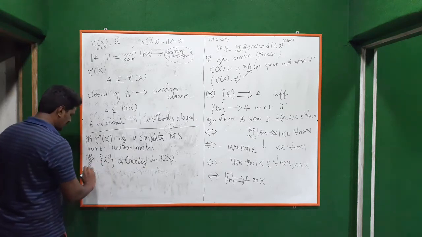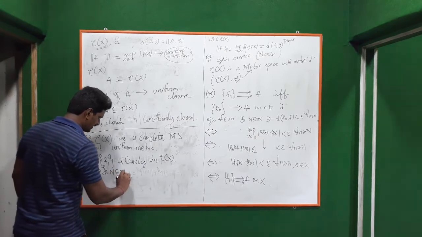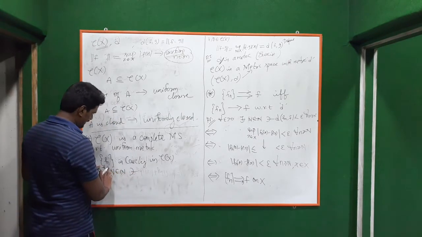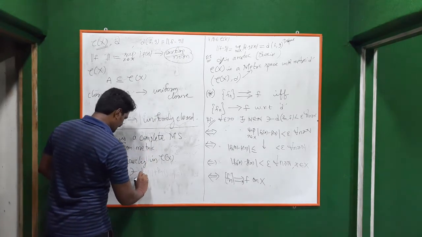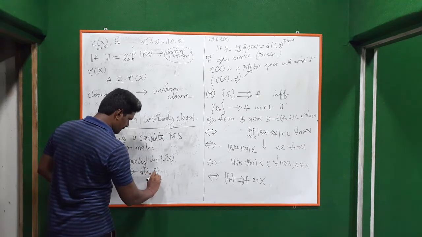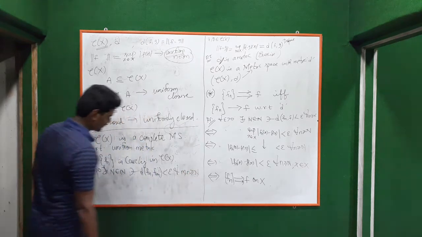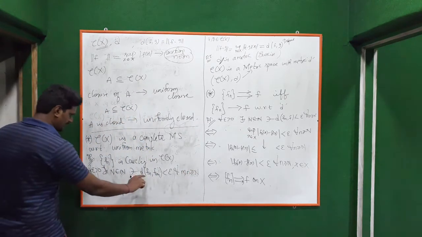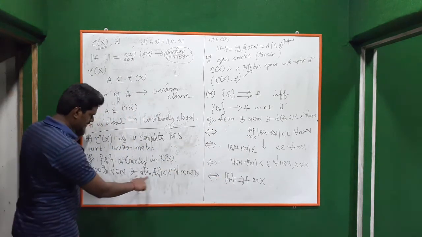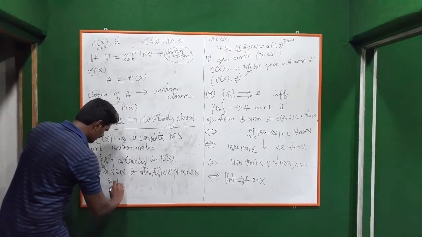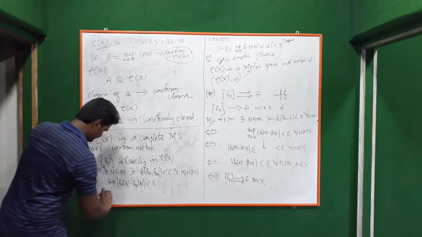So Fn is Cauchy means for any epsilon greater than 0, there exists N in the naturals such that, since this is Cauchy in C of x with respect to this uniform metric, d of Fn comma Fm is less than epsilon for every m, n greater than or equal to N. Correct. And what is this? This is similar to this. Put the definition of d of Fn comma Fm, that is the supremum of mod Fn of x minus Fm of x, less than epsilon, x in X.